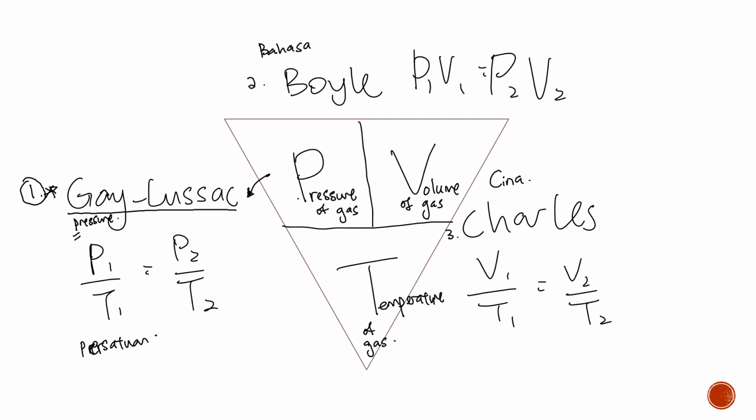So when we study these three, we look at two variables only. When we study P and T, it means volume is constant. When we study P and V, it means temperature is constant. When we study V over T, it means pressure is constant. Okay, so these are the three formulas for the three gas laws.